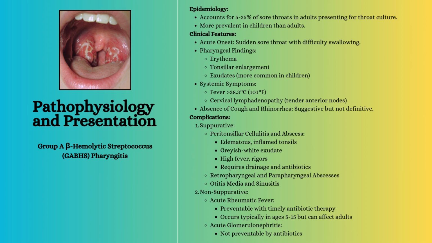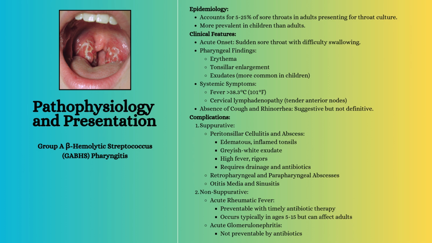Systemic symptoms: fever greater than 38.3 degrees Celsius, 101 degrees Fahrenheit, cervical lymphadenopathy, tender anterior nodes. Absence of cough and rhinorrhea, suggestive but not definitive. Complications: suppurative, peritonsillar cellulitis and abscess, edematous, inflamed tonsils, grayish-white exudate, high fever, rigors. Requires drainage and antibiotics.